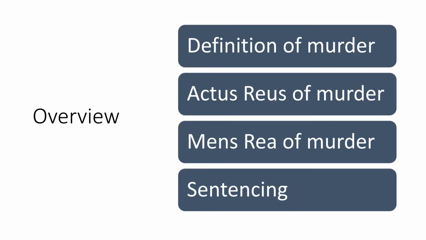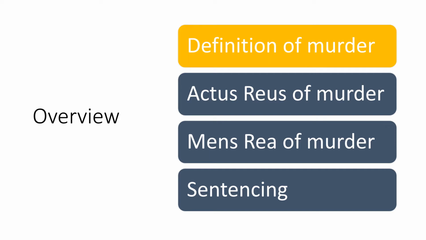An overview then: we're going to look at the definition of murder, the actus reus, including causation, the mens rea of murder, and the sentencing as well. So of course we start at the beginning, the definition of murder.